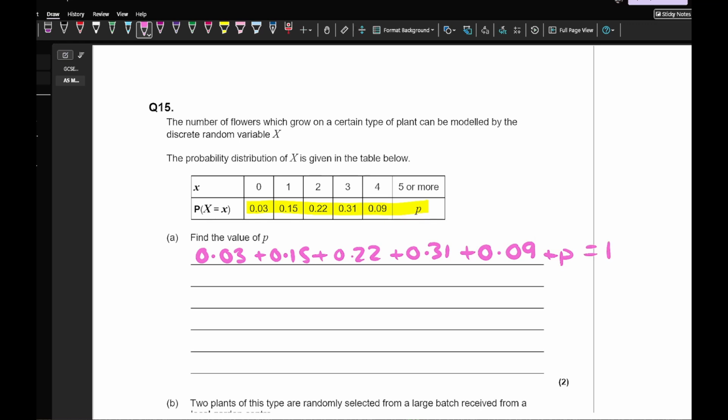So if I add this all up, I'll just do that on my calculator now, 0.03 plus 0.15 plus 0.22 plus, I get 0.8 plus p equals 1, so therefore p is going to equal 0.2.